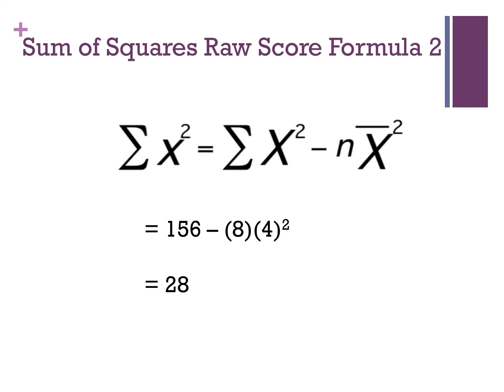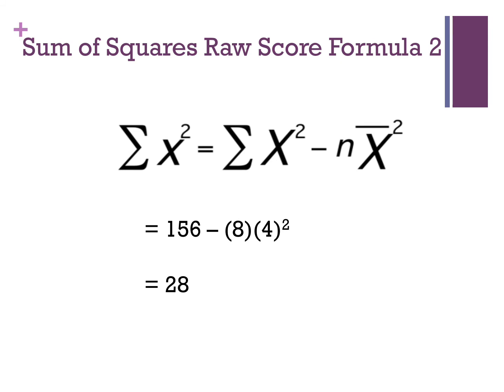This is the sum of squares raw score formula 2. If we plug the ingredients into raw score formula number 2, we place 156 into the first part of the formula, plug in 8 for the sample size n, then plug in 4 for the mean of the raw scores and square the 4. Again, we arrive at the correct answer, 28.